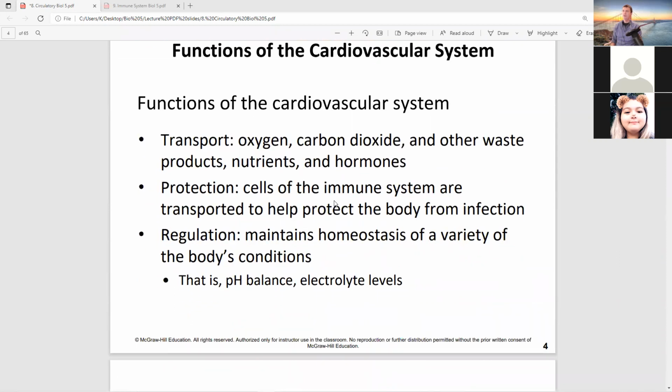Okay, so the functions of the cardiovascular system. One is transportation, of oxygen, carbon dioxide, and other waste products, and nutrients and hormones. Another function is protection, so the cells of the immune system are transported to help protect the body from infection. We have regulation to maintain homeostasis of a variety of the body's conditions, such as pH balance and electrolyte levels.